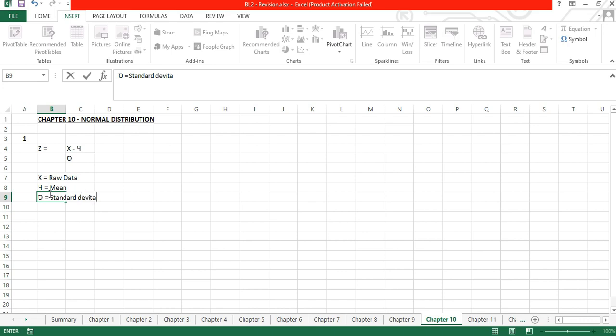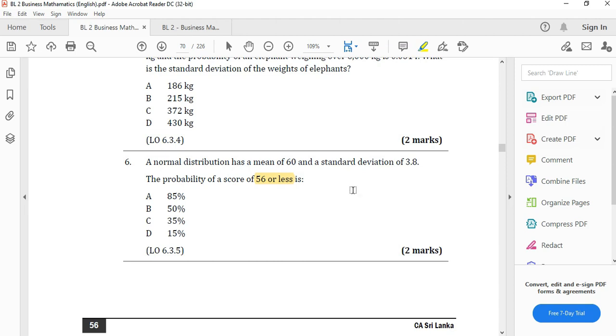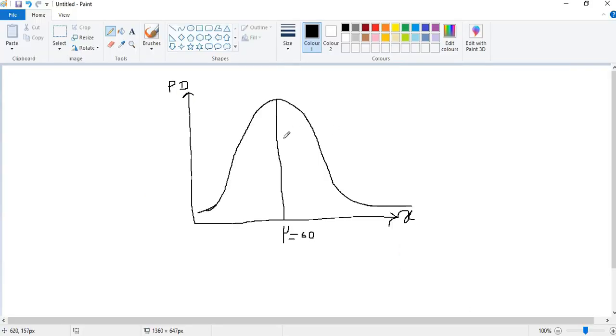Now, basically we have to use this formula, and also most importantly draw the diagram first of all. That's very important. Your examiner also has stressed this point. If you draw the diagram, the y-axis represents the probability distribution and the x-axis represents the raw data. A normal distribution means that this mean line divides both sides equally into 50% and 50% each.